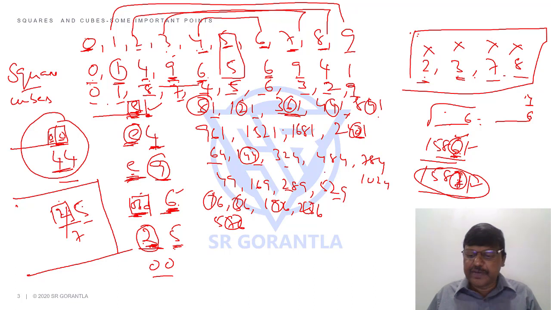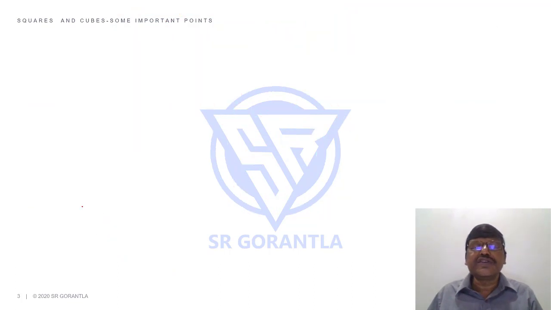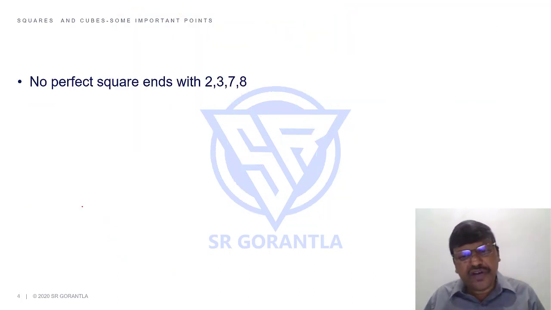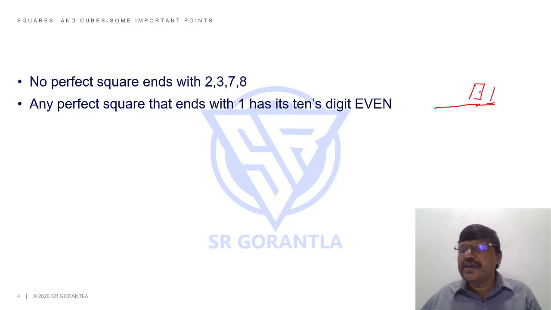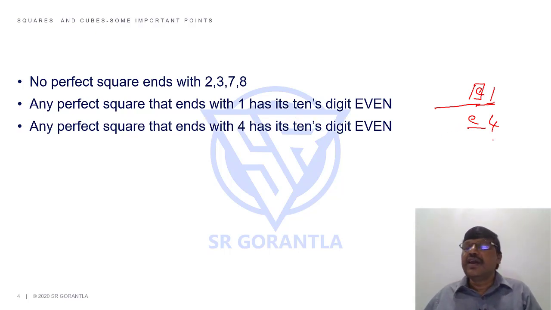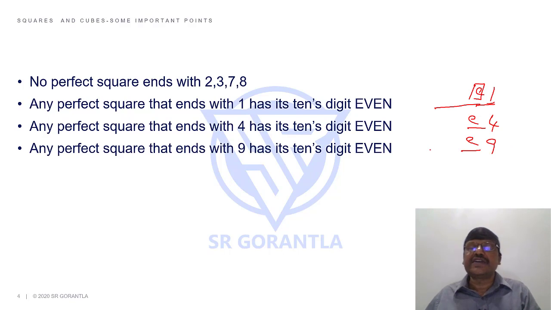Is it okay? Let me show you now whatever we have written. What is the first point I said? No perfect square ends with 2, 3, 7, 8. Next, any perfect square that ends with 1, the tens digit should be even, we discussed. Next, any perfect square that ends with 4, also the tens digit should be even. Any perfect square that ends with 9, also the tens digit should be even. That's the next point we discussed.